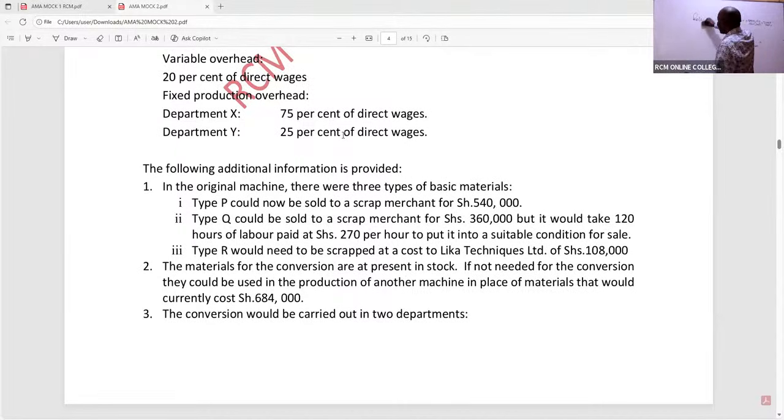So please feel encouraged because whatever you write here will be correct, because it's a very subjective area. Which lens are you looking at it from? So we start with the first one. I'm told in the original machine, there were 3 types of basic materials. We have type P, which could now be sold to a scrap merchant for 540. So you write there, type P.